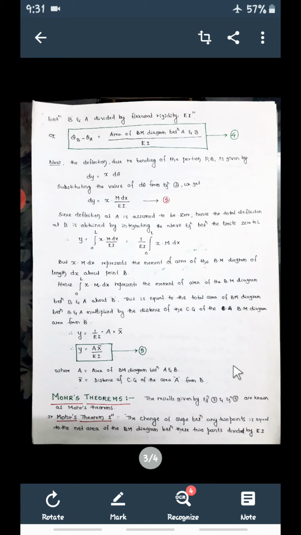I hope you understood this. If any clarification is required, feel free to ask me and you can contact me. In the next session we are going to start with simple problems on how to find the slope and deflection using Moore's theorem 1 and Moore's theorem 2. Thank you very much for attending the session.